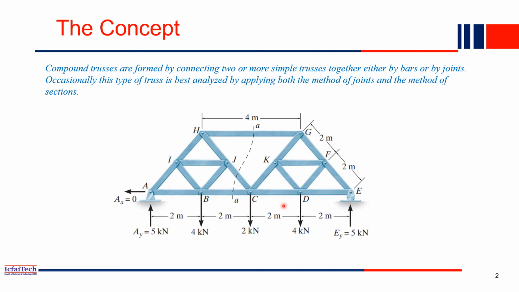We have already discussed that there are two methods, the method of joint and the method of section. To analyze the compound truss, we have to use both methods together. Then only can we analyze the compound truss. We will use the method of section first, and then we'll use the method of joint to find all the forces throughout the truss.